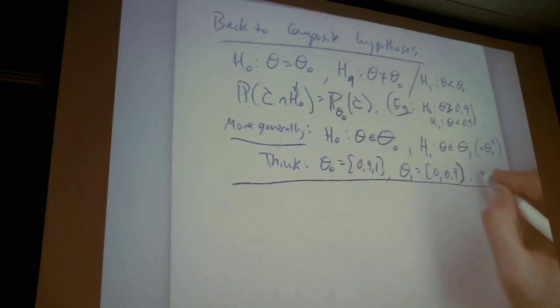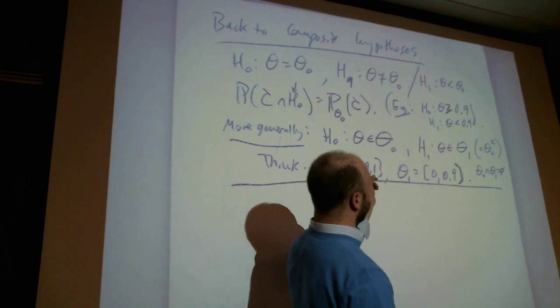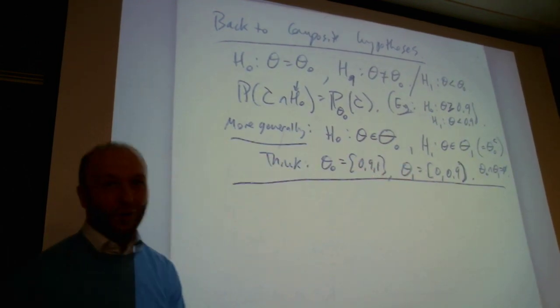We should definitely have empty intersection. So let's say this one includes 0.9 and this one doesn't. That's an open parenthesis.